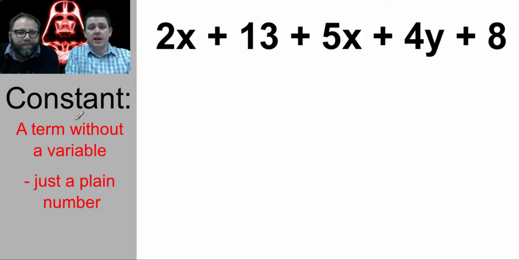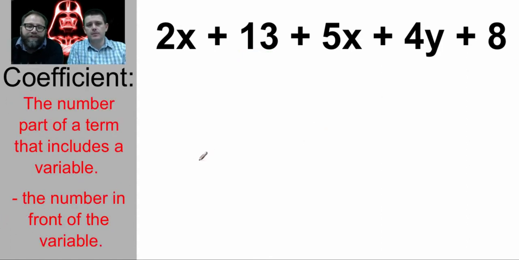Next we have constant. I kind of gave it away on the last one. It's a term without a variable. I kind of like to think of it as just the plain old number. So in this example, 13 and 8 are my constants. They're just regular old numbers. They don't have a variable attached to them.